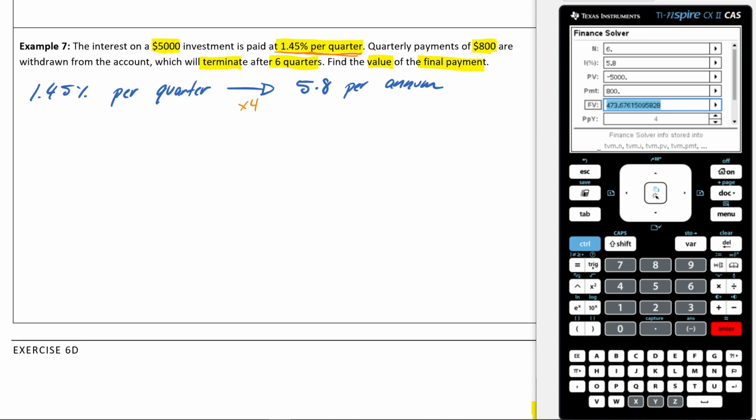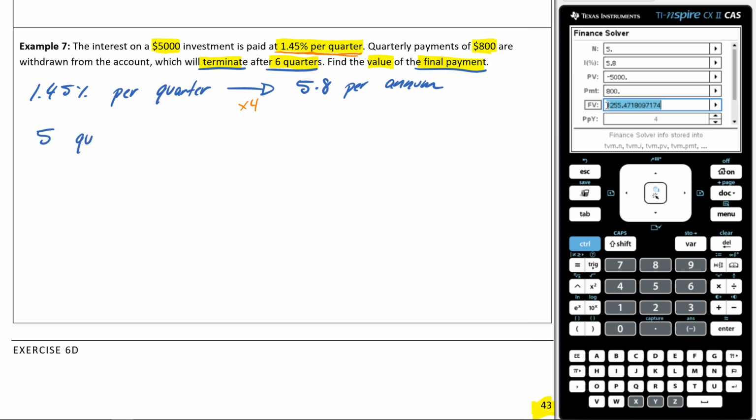Now, the issue is that it should have terminated after 6 quarters, which means there should be no money left after 6 quarters. That means in order to achieve that result, our final payment is going to have to be a little bit different. So what I'm going to figure out is after 5 quarters, how much money is going to be left in there. So I changed my N to 5, and I want to figure out how much money is going to be left in there after 5 quarters. And as you can see, after 5 quarters, the balance is going to be 1255 point, I'm going to round this to 47. That's how much is going to be left there after 5 quarters.